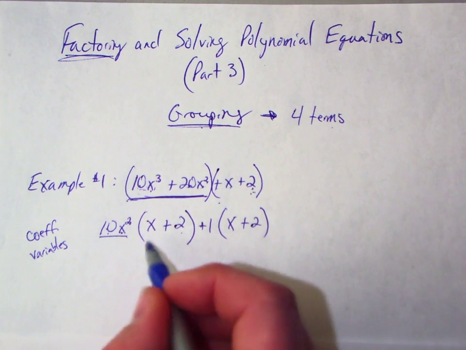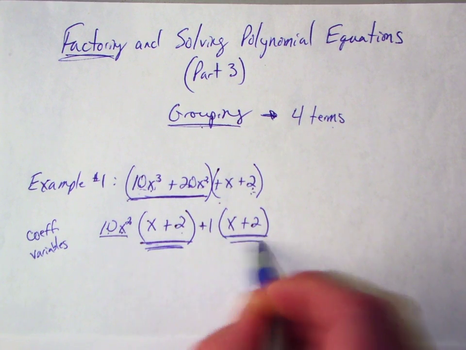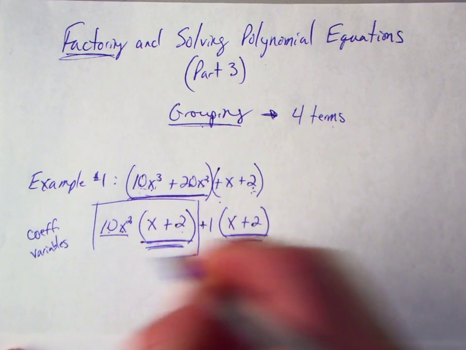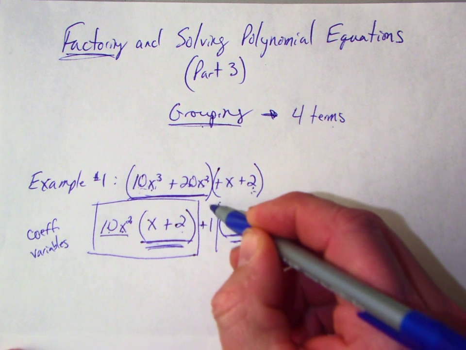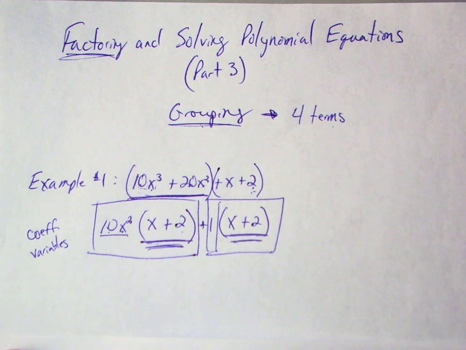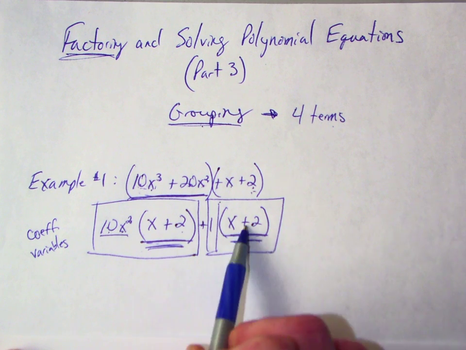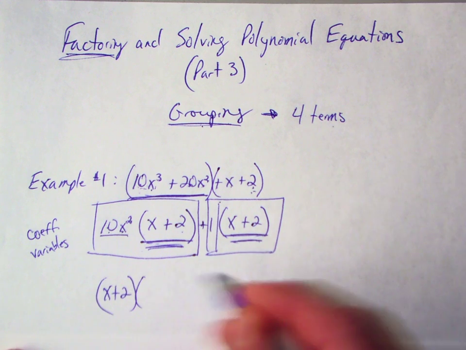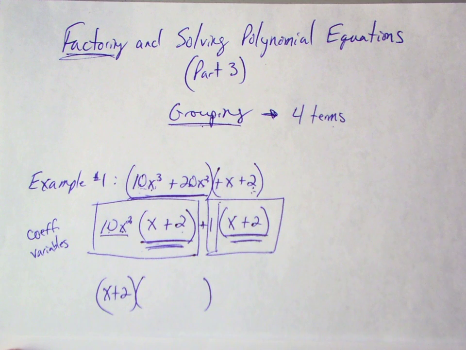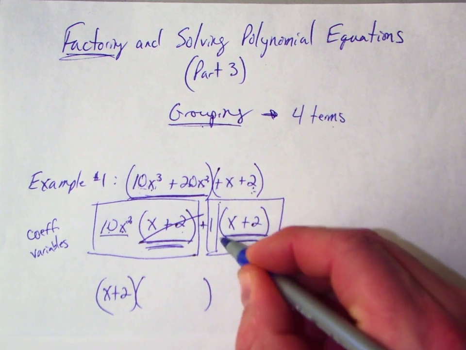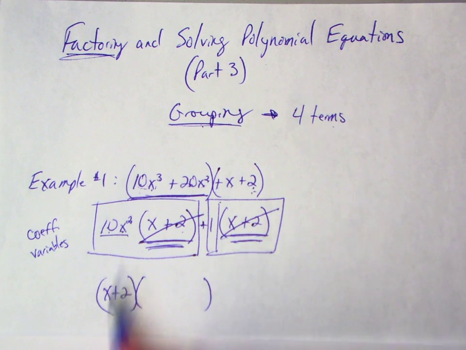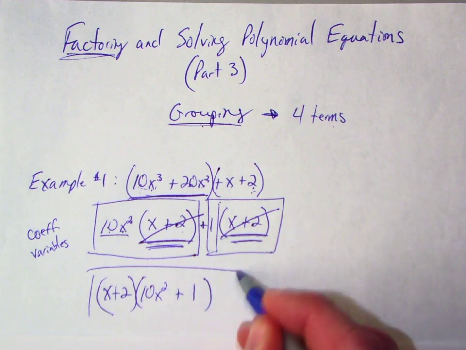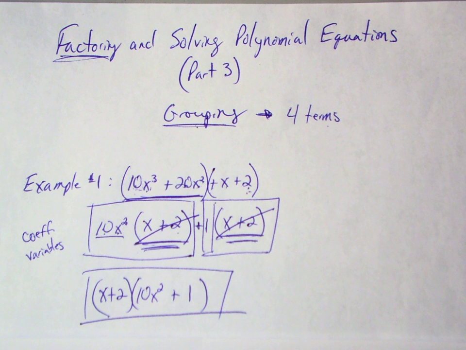Now if you notice, x plus 2 and x plus 2 are common in these 2 terms. That's one term, and this is the other term. In both of these terms, x plus 2 is in common, so I can factor that out. I'm going to factor out x plus 2, and then in parentheses I put what's remaining. What I like to do here is cross out the x plus 2's, because I already took it out, and what's left over is the 10x squared plus 1. Now I'm done. So I factored by grouping.